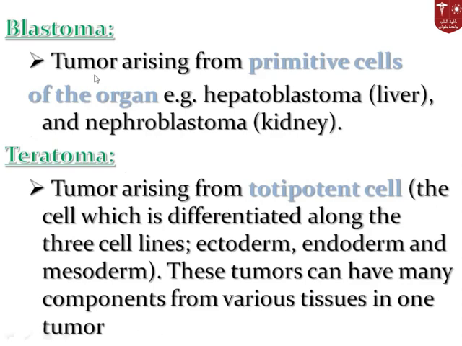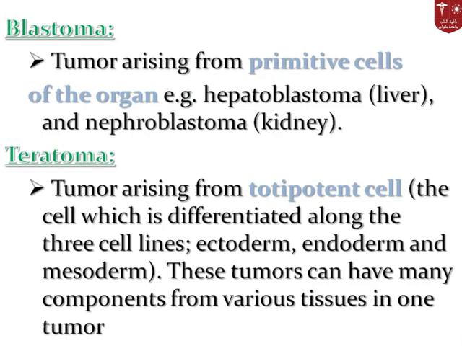Okay, on the level of the organ, after the totipotent cells differentiated into different tissues or organs in normal embryology, each organ at first is formed of primitive or primary baby cells, right? It's called primitive cells.